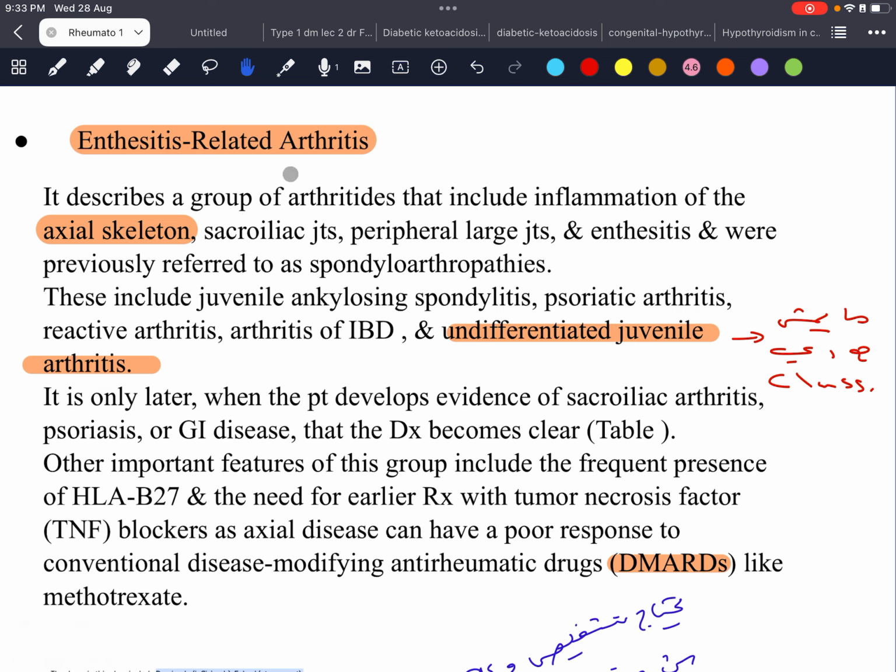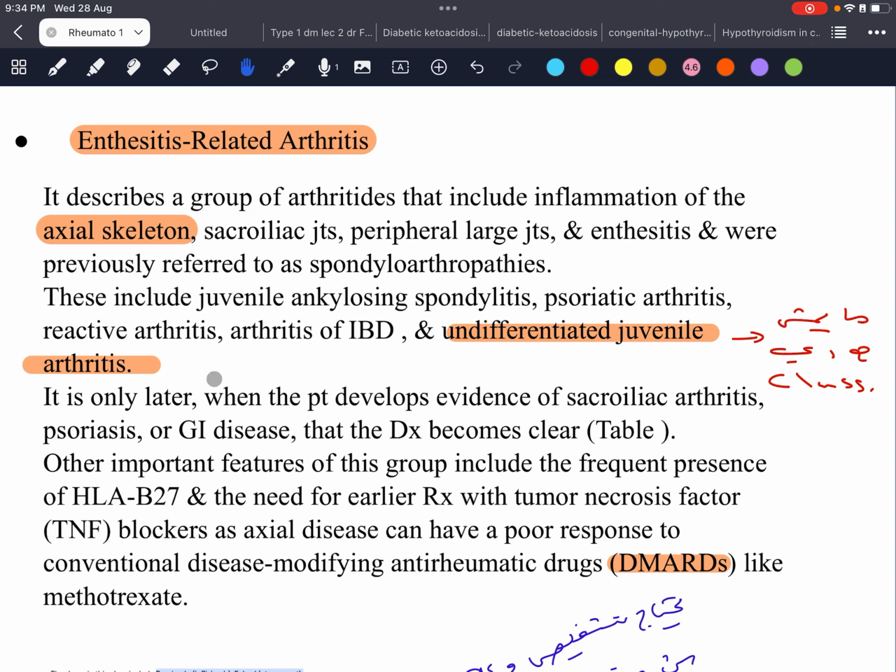Here we are talking about enthesitis related arthritis. It affects the axial skeleton, which is the spine, but actually it usually starts at the sacroiliac joint, and at enthesitis, which is the insertion of ligament to the bone, and peripheral joints, and later on it affects the spine and causes a bamboo spine. Okay, it includes ankylosing spondylitis, psoriatic arthritis, reactive arthritis, and arthritis of inflammatory bowel disease. When there is no specific finding, it's called undifferentiated juvenile arthritis.